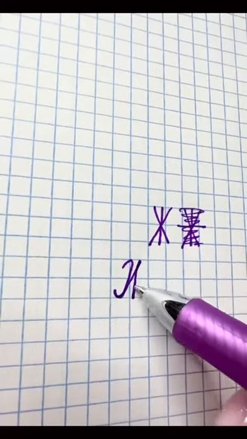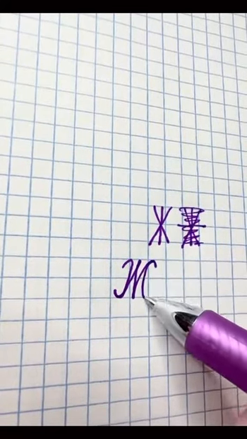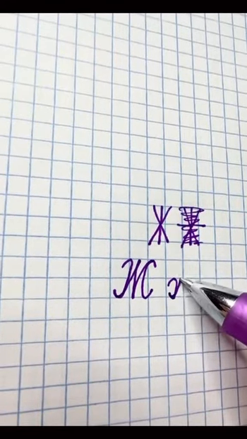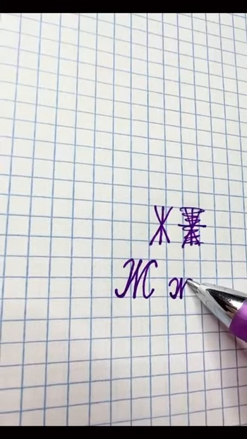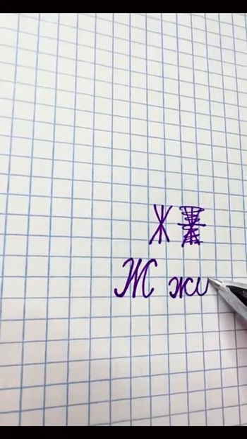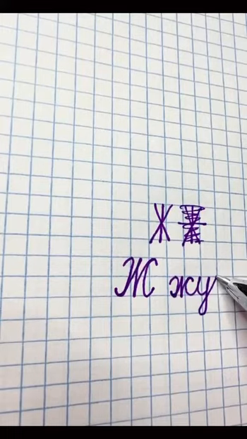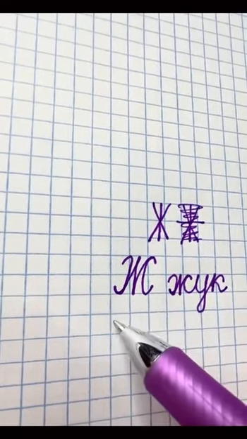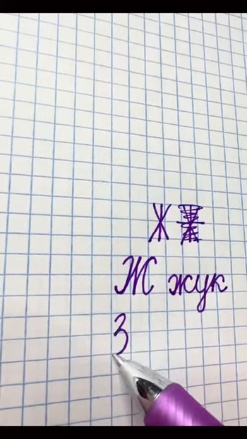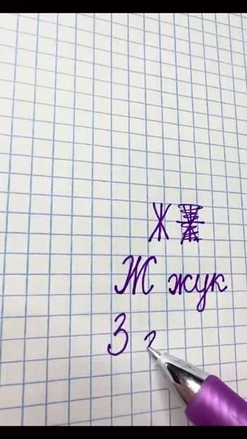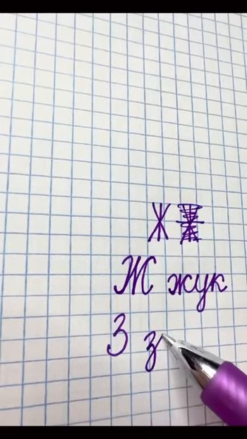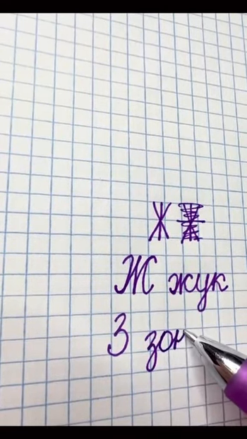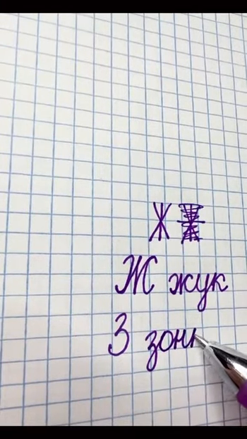This is how you write Ж in cursive, both upper and lower case, and how you connect Ж to other letters in words. You can see that it's not hard to do. And when it comes to З, both printed and cursive capital З look alike, and the lowercase з actually looks like the English cursive Z. And this is how you connect З to other letters.